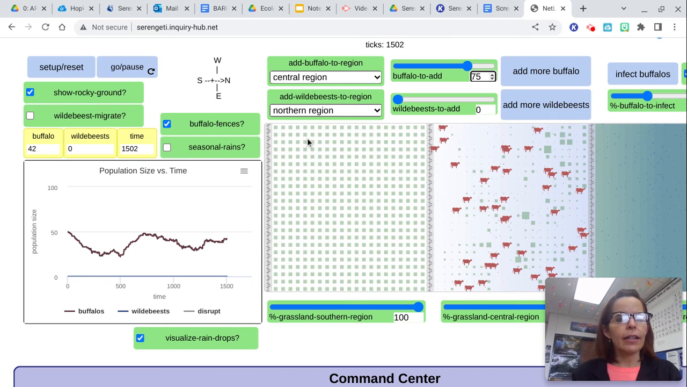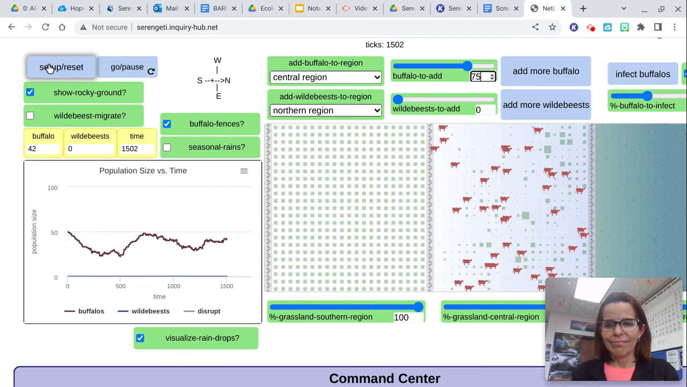So let me go ahead and hit setup reset. It resets the whole thing, hopefully. I told you it goes really slow. It takes a lot of the computer's juice to be able to get this done. Okay, I'm going to pause my video because for some reason we're having a little delay here.